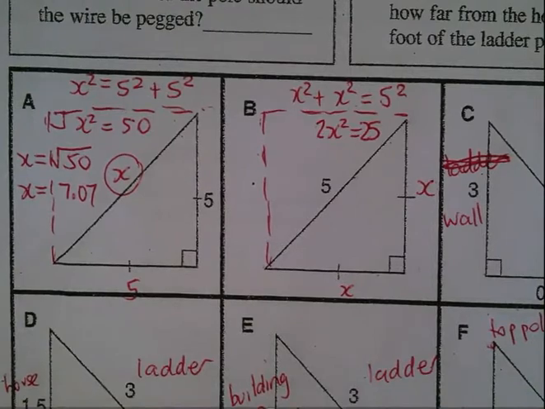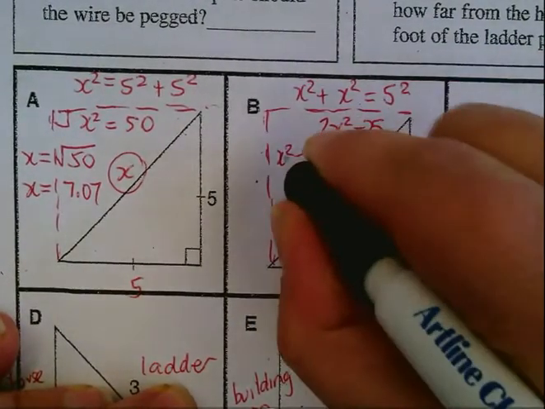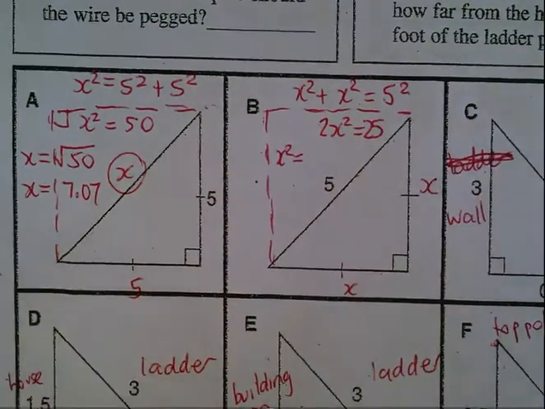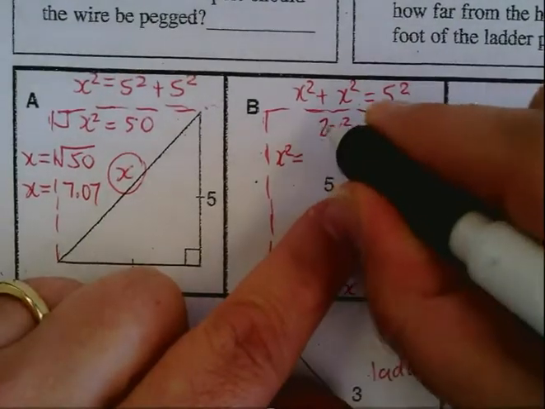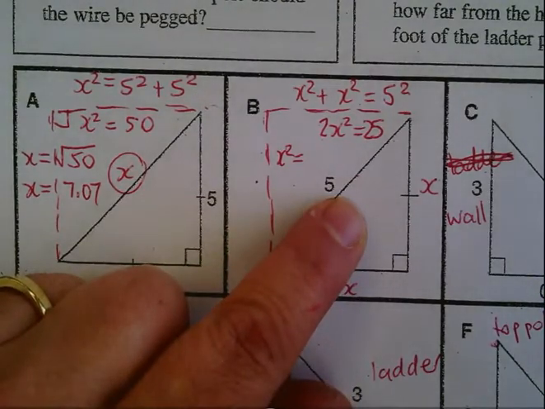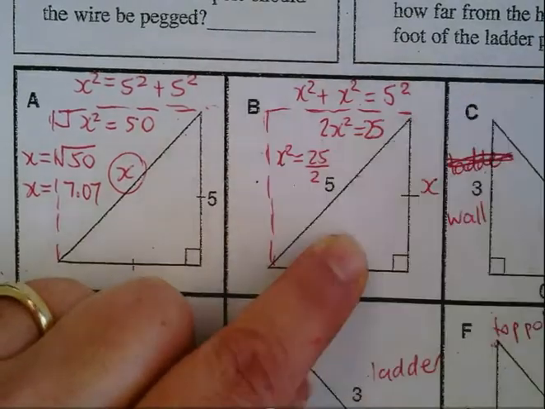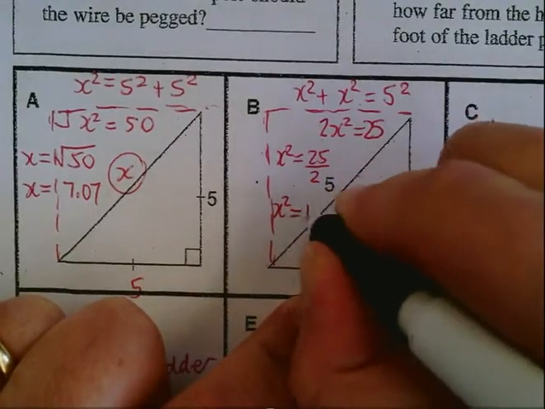Now remember when we were solving quadratics last term? 2 times X squared is 25. I want to get the X squared on its own. Divide 25 by 2. 25 over 2, which is 12 and a half.